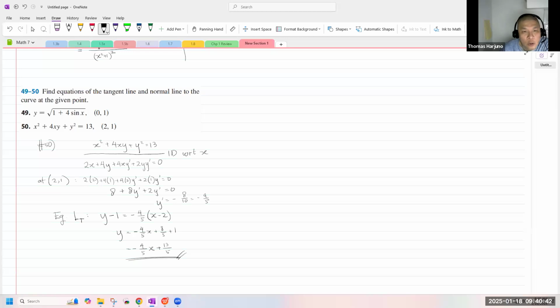Okay, now the slope of the normal will be the negative reciprocal, so that's 5 over 4. So the equation of the normal line at that point will be y minus 1 equals 5 over 4 times x minus 2. I think that one is simple, right? 5 over 4 x minus 5 over 2. I cancel with the denominator, plus 1. So y equals 5 over 4 x minus 3/2.